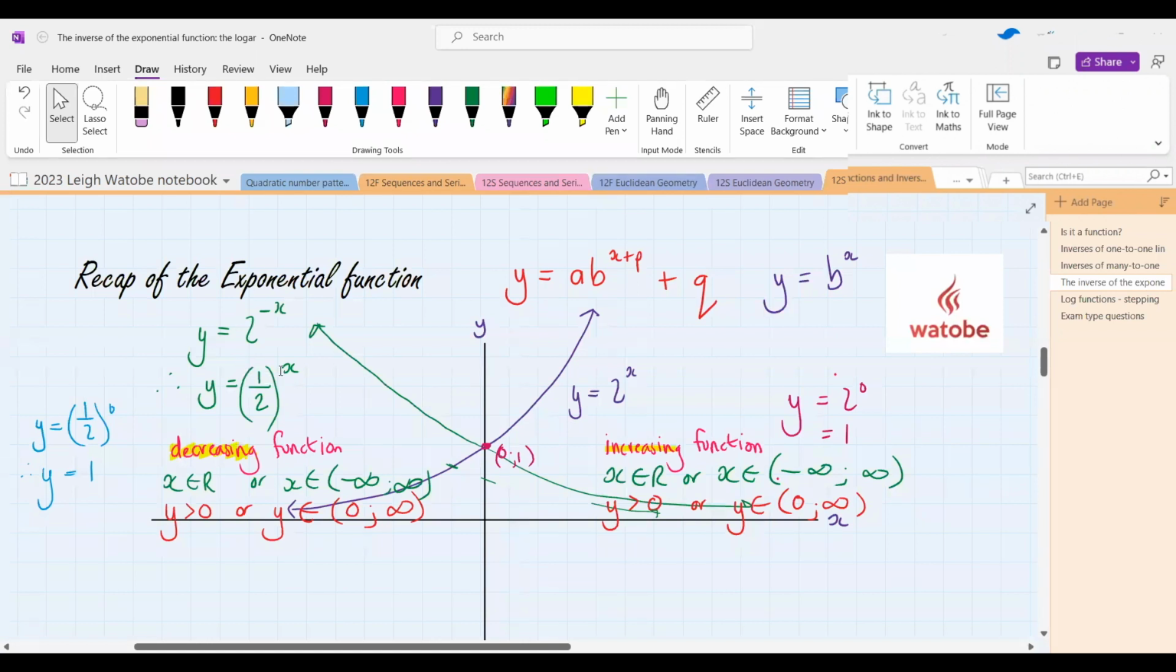Yes, it's only the exponent that is negative, but you can't tell from the equation whether the graph is increasing or decreasing. I mean, if you've learned that that's what it is, then that's fine. But you'd actually have to sketch it first to have a look to see whether it was an increasing function or whether it was a decreasing function.